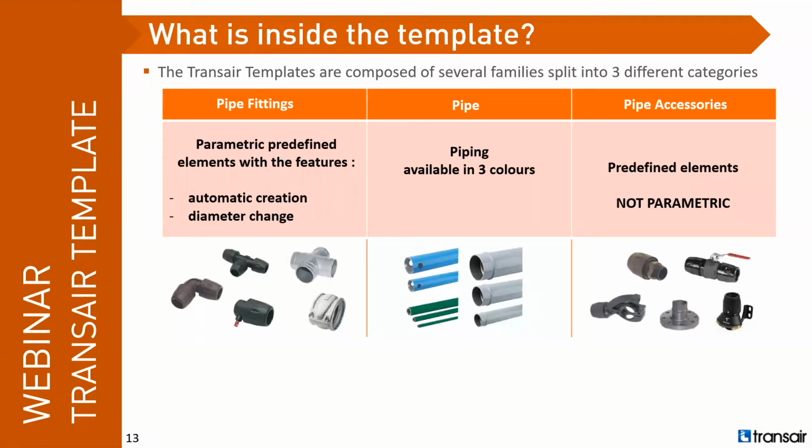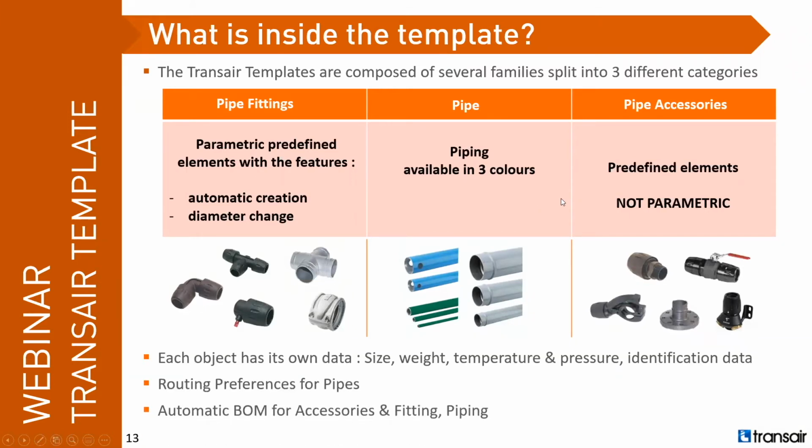Piping is available in 3 different colors, blue, green, and gray, and in every diameter. Last, we have the different accessories, which don't have all the automatic creation and diameter change that the fittings have. You need to do it by yourself. There we have mount stud, wall bracket, but also valve, for example, which in Revit is considered an accessory. For example, you cannot have a valve as a fitting because for Revit it would be wrong. You still have to comply with the way the software is working.